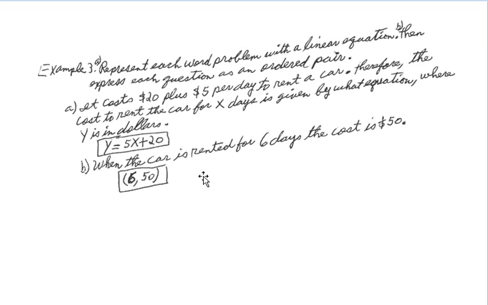It costs $20 plus $5 per day to rent a car. Therefore, the cost to rent the car for x days is given by the equation that follows, where y is in dollars. The equation should be y equals 5x plus 20. Part B. When the car is rented for 6 days, the cost is $50. So we want to represent the ordered pair, which would be 6, 50. 6 days, $50.